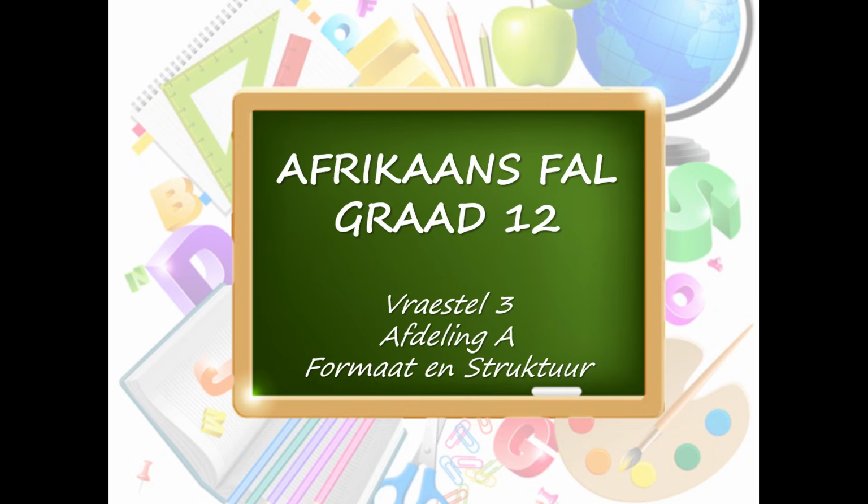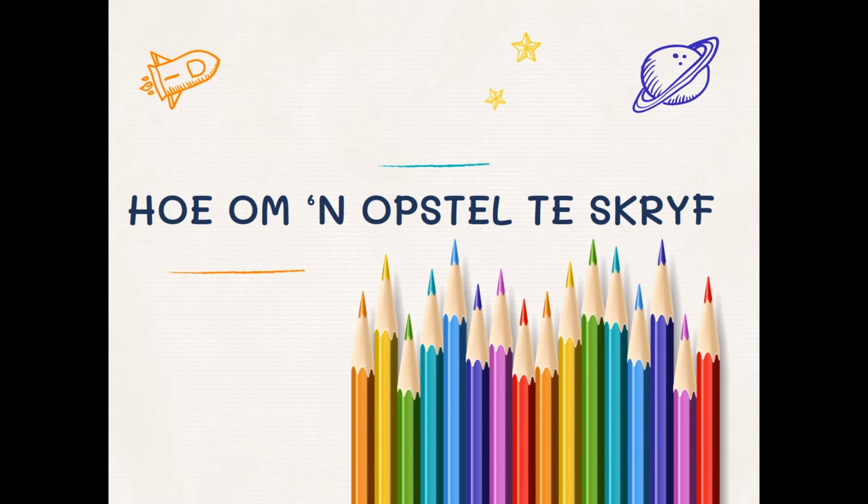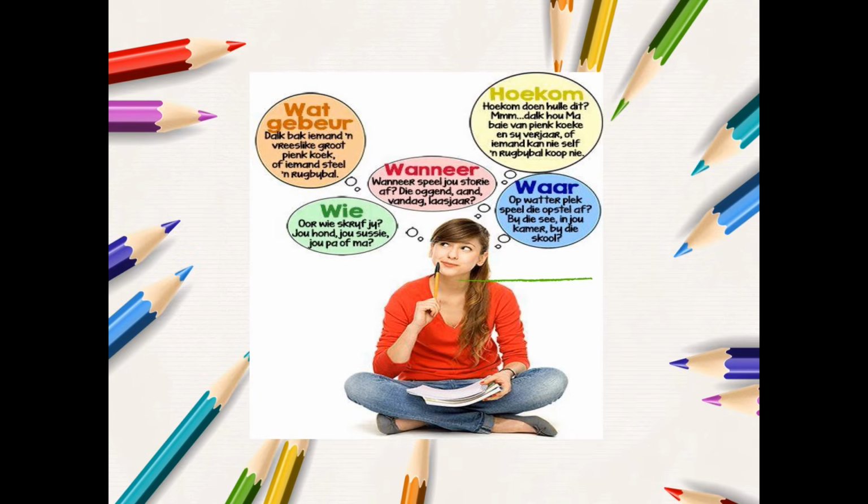Alright guys, this might be a little late, but let's look at Paper 3, Afdeling A, the format and the structure. So how do we write an essay? First, you need to look at what is happening, who this is happening to, when this is happening, where and why. So those are the 5 questions you need to be able to answer in your essay writing.